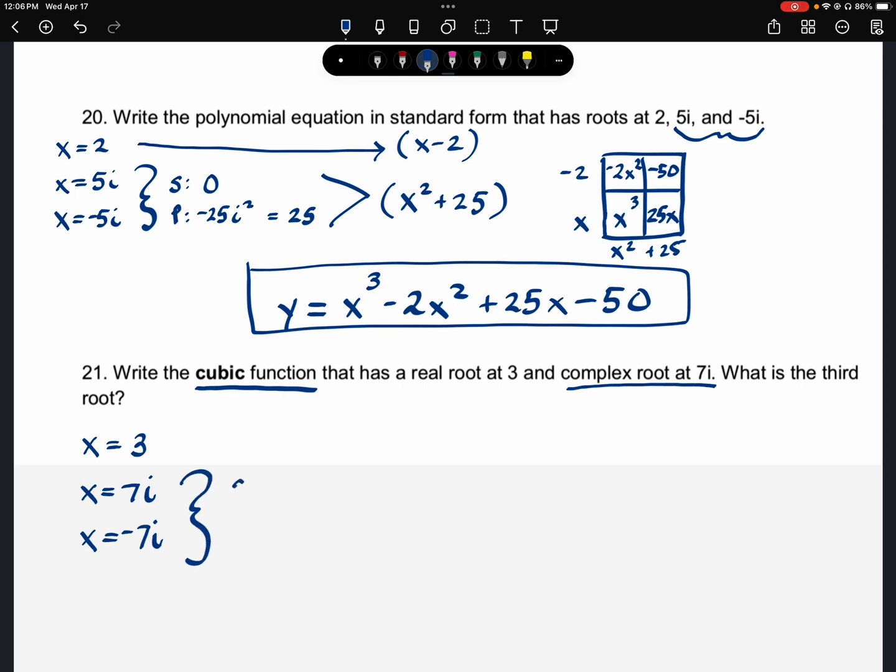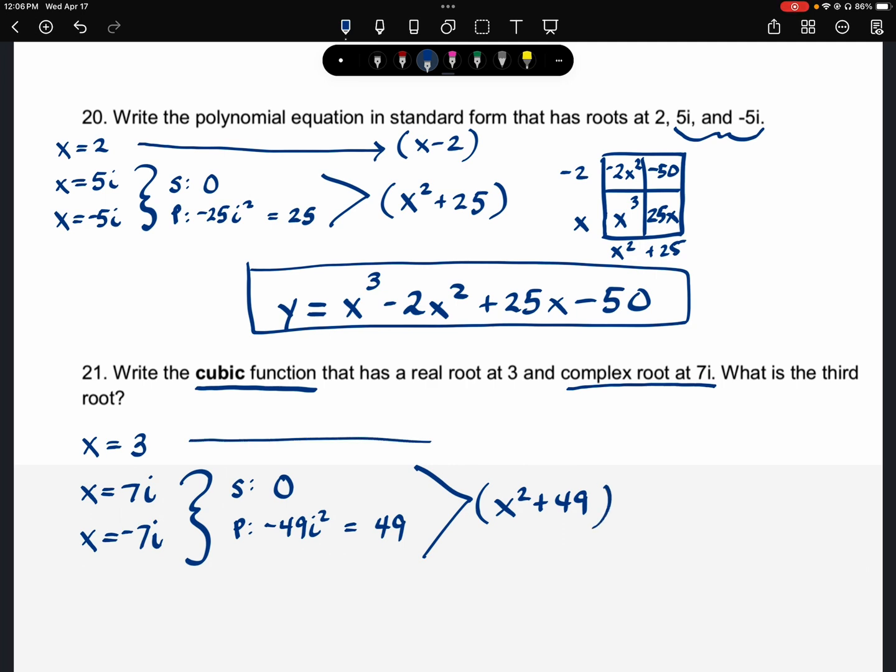And now you can do pretty much what you did with the other one, right? So I'm going to do sums and products because it's quick. The sum of those 2 is 0. The product is going to be negative 49i squared, which simplifies to positive 49. So we're looking at x squared plus 49 as one of my factors. The x equals 3 will just become x minus 3. And let's do exactly what we did on the previous problem and multiply our 2 factors together.